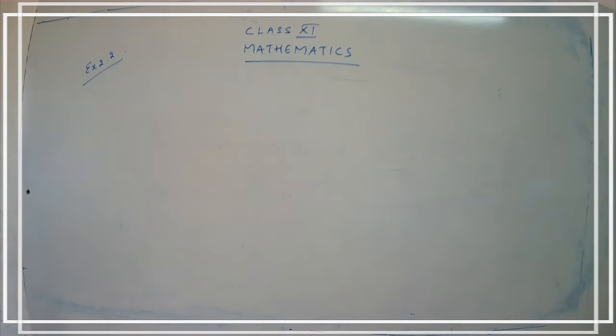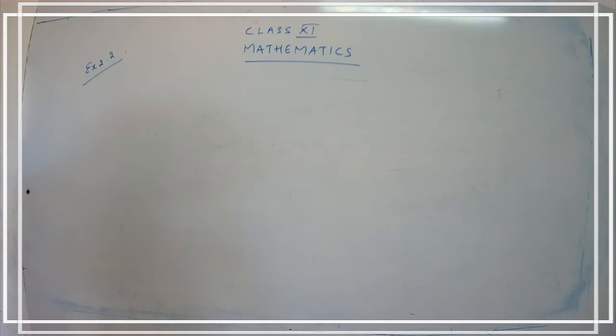In the previous class, we have completed our exercise 2.1. Yes children, we have seen the different numbers like natural numbers, whole numbers, rational numbers, irrational numbers and integers. So today we are going to continue with our exercise 2.2.